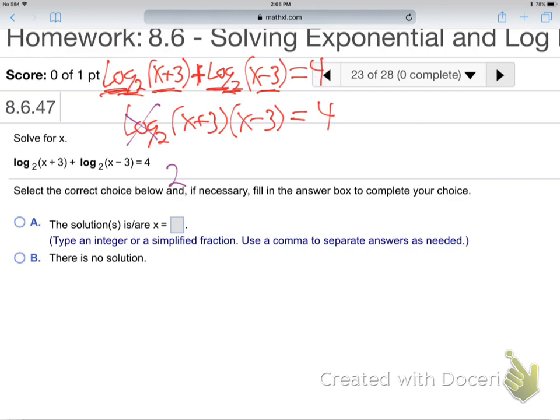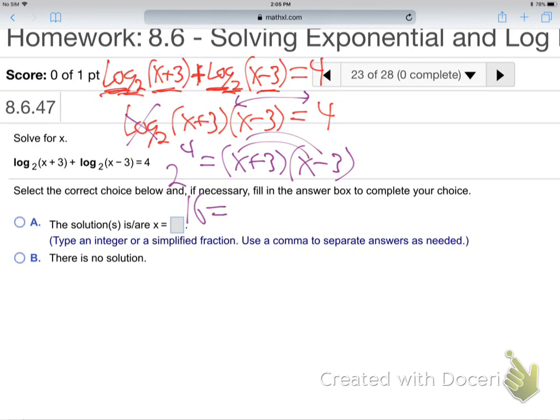So the 2 is the base. The other 2 switch. All this x stuff and the 4 switch. So it's 2 to all that. Instead of 2 to all that x stuff, it's 2 to the 4. And all that x stuff goes to the other side. That good? No logs now. We went from 2 logs to 1 log to no logs. 2 to the 4th power, that's 16.